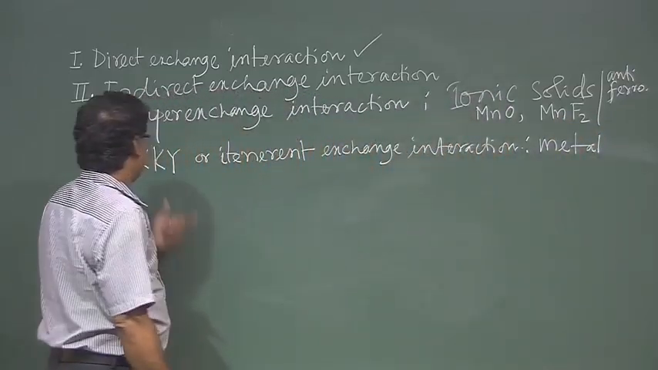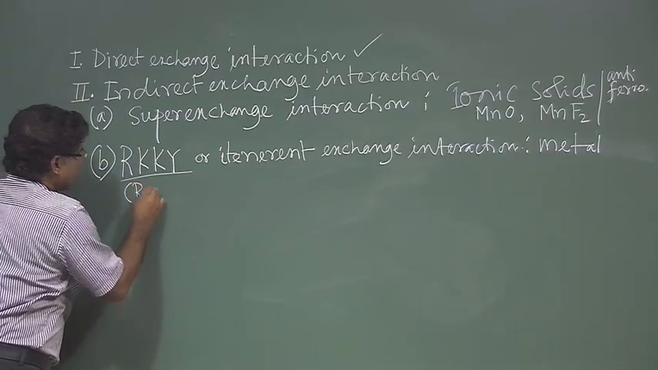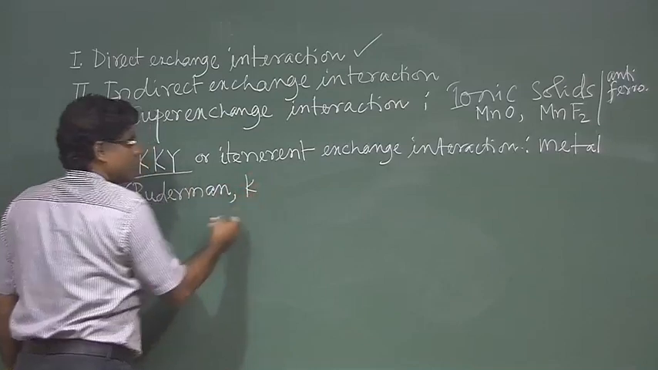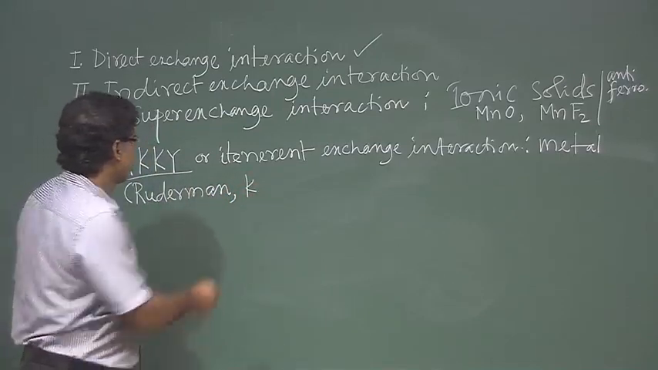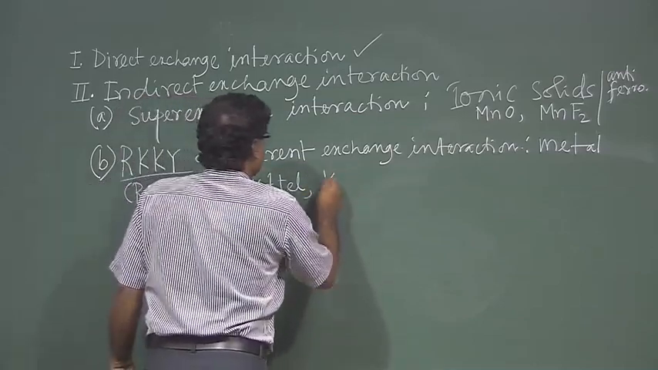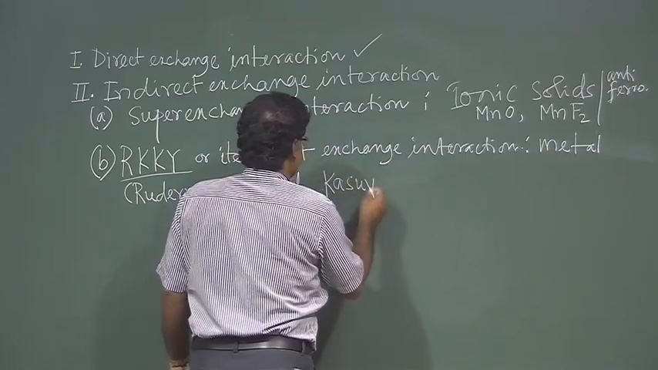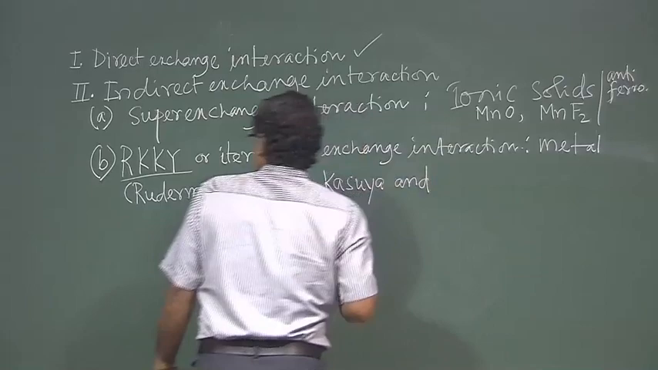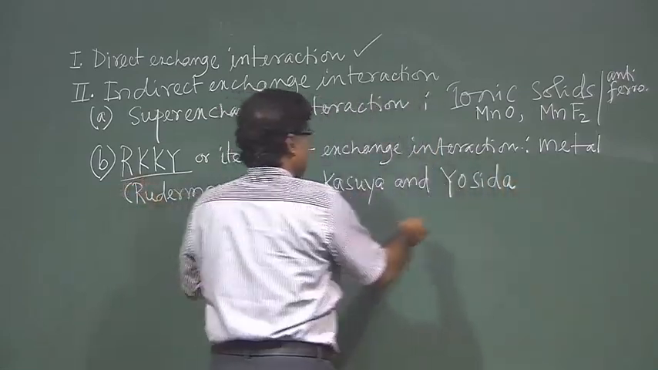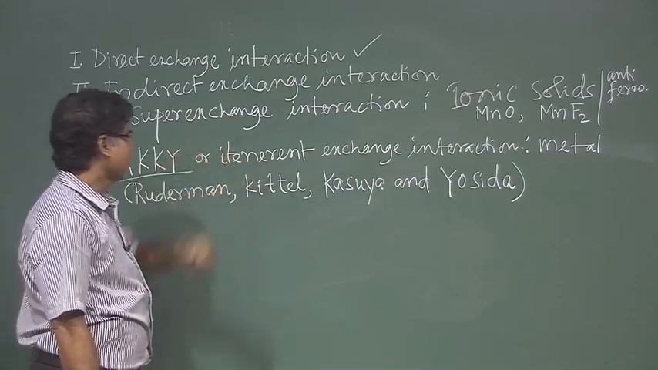So, RKKY is named after Ruderman, and Kittel, who discovered this exchange interaction. That book I have given as a reference, Kittel. Then K is Kasuya, and Y is Yoshida. After these four names, their first letters are used: RKKY exchange interaction, or itinerant exchange interaction.